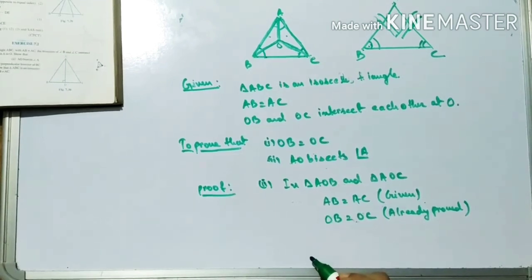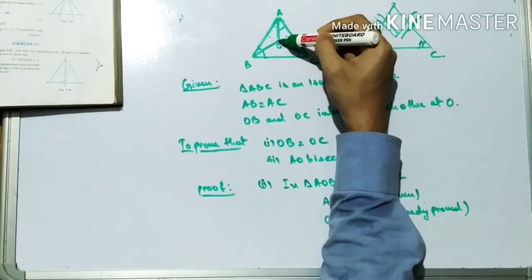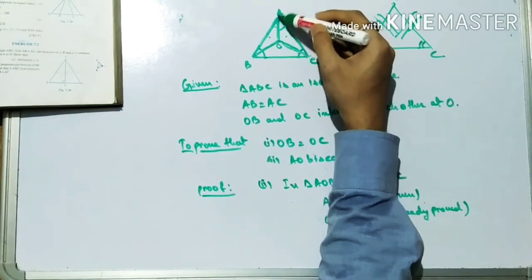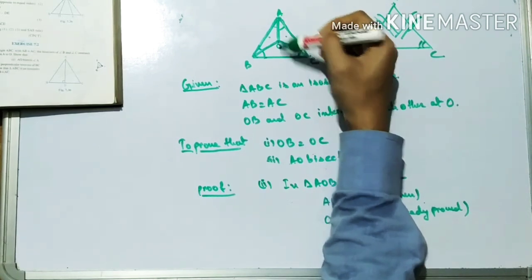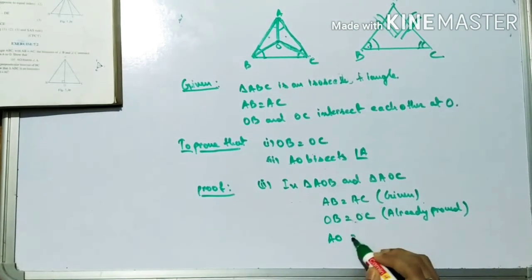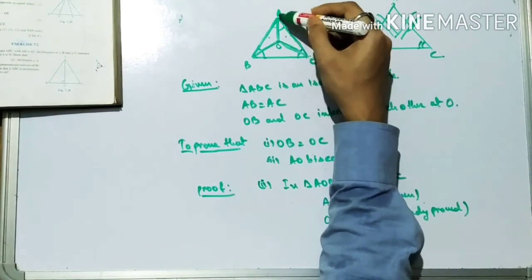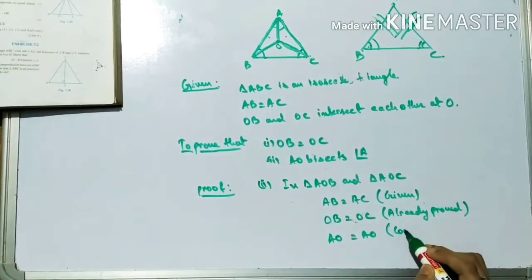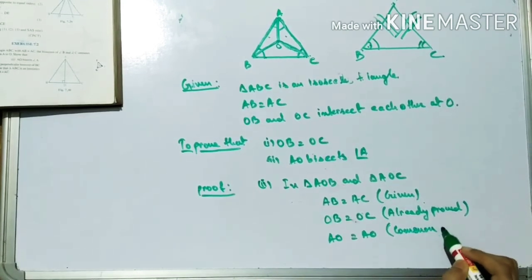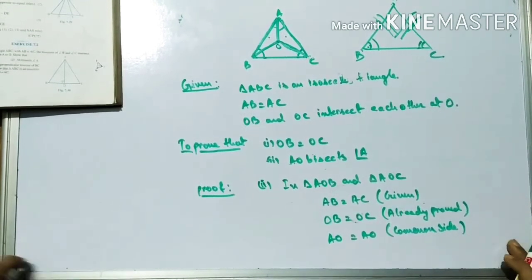Finished. And then what can I say? AO is equal to AO. Why is AO equal to AO? Because in these two triangles, AO is the common side. Yes, this is the common side.